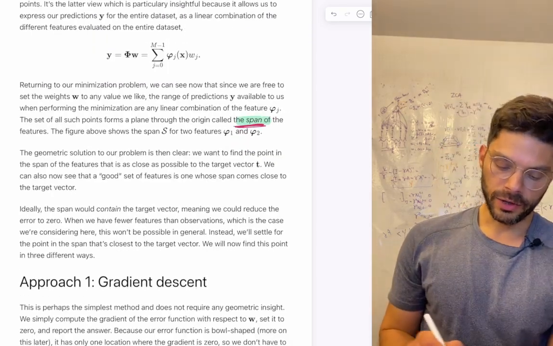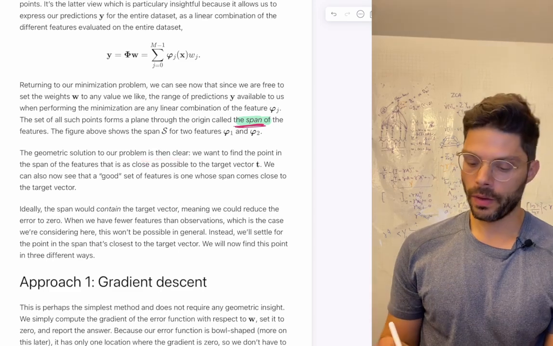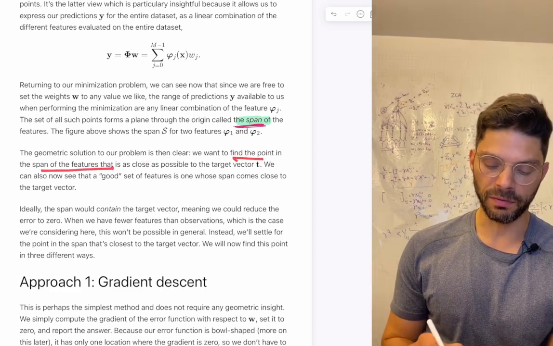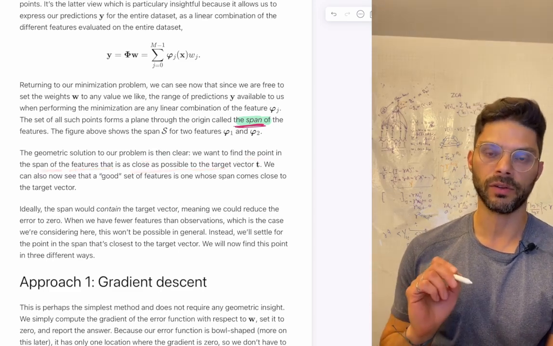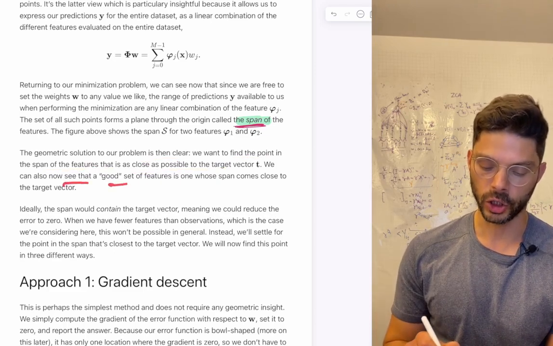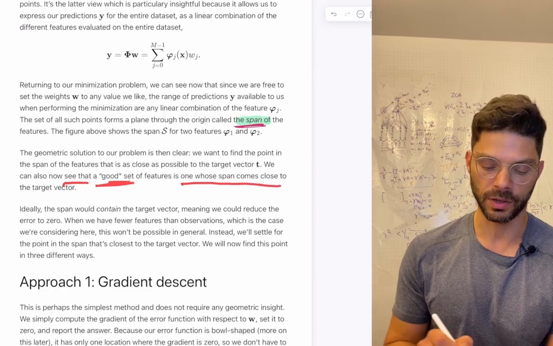All right, so the geometric approach to our problem is then clear. We want to find the point in the span of the features that is as close as possible to the target vector t. We can also now see that a good set of features is one whose span comes close to the target vector, right?